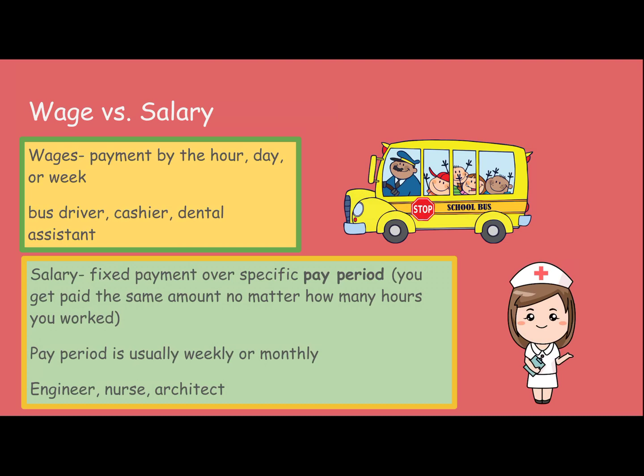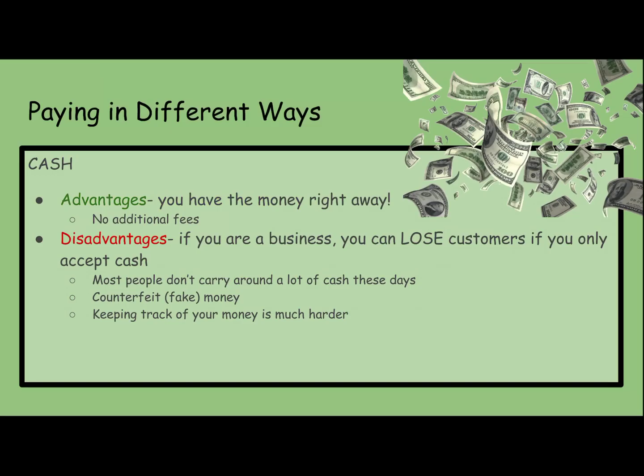So this pay period is much longer. You get paid the same amount no matter how many hours you've worked. So it's a fixed payment over just a period of time. You are not paid by the hour or the day. You are not paid constantly. It is just one big payment, maybe monthly. So weekly, monthly, it's just over a long period of time. These are more for engineers, nurses, architects, doctors, those kinds of jobs.